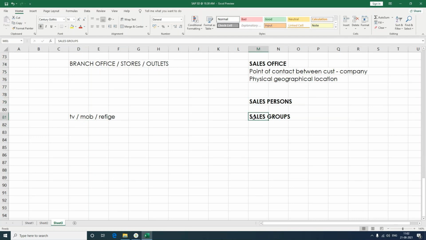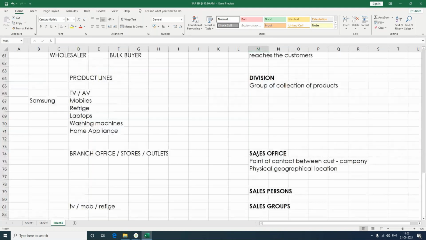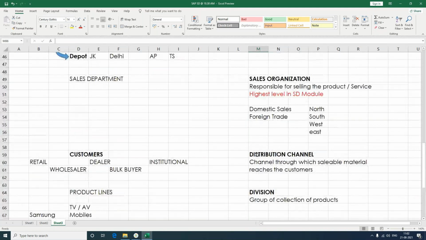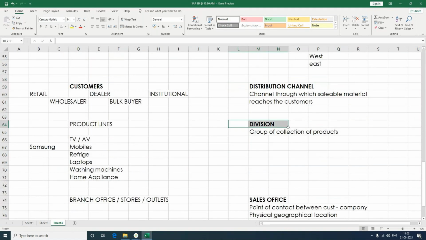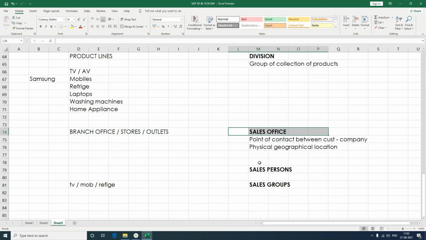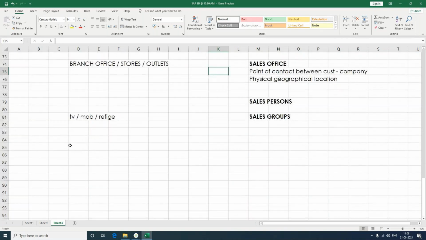So these are the things which you are going to be doing in the SD module. Creating a sales org, distribution channel, division, sales office, creating a salesperson. Now, why do we need to create a salesperson? In case the company is offering incentives on product sales, then we require the salespersons to be created. And then sales groups. Okay, that's related to the sales. Now, in the same way, we have one more department called the purchase department.